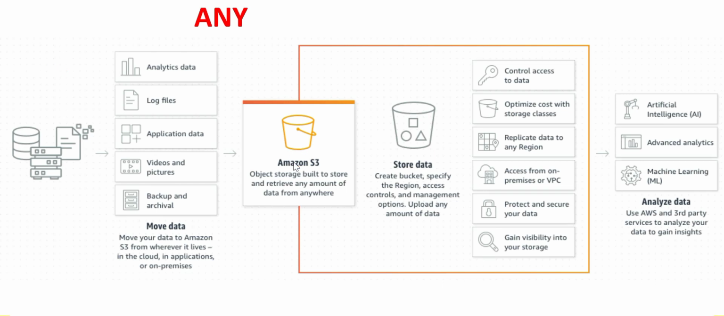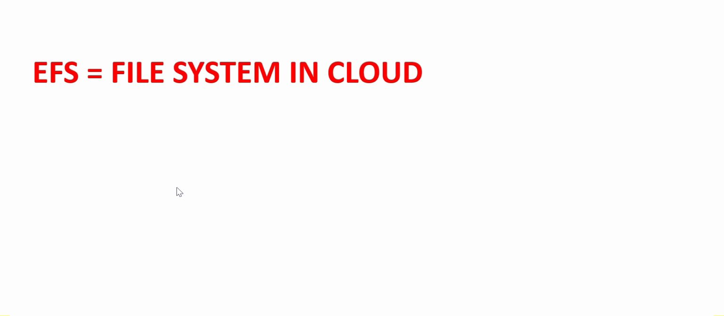So is S3 a file system? No, it is not a file system. If you see Windows Explorer, that is a file system. So in cloud, the equivalent of a file system is EFS, Elastic File Store. S3 is not an equivalent of file system. It is an object store. Object store is different than a file system.